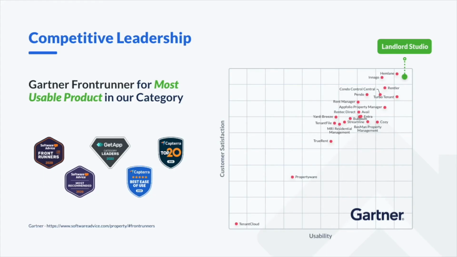Now, Landlord Studio is the highest rated property management and rental accounting software on the market. And in August, Gartner even released a product report rating Landlord Studio as the most usable property management software on the market. So I hope this video has been helpful for your understanding of the pros and cons of QuickBooks for your rental properties and what to look for in cloud-based accounting software. Whether it's QuickBooks or Landlord Studio, automation is key for scalability in your rental property business.